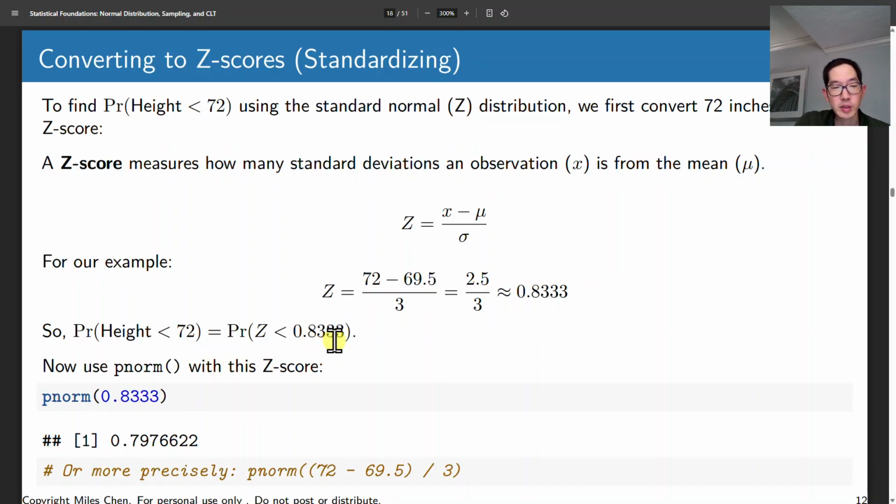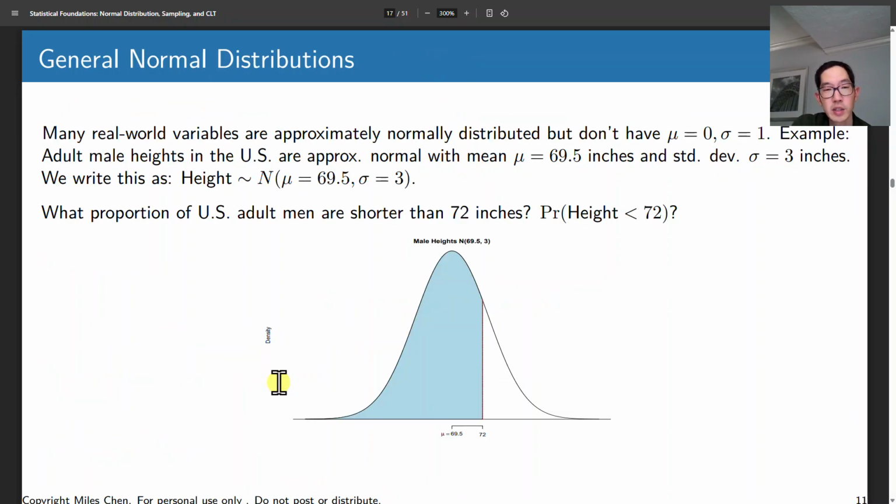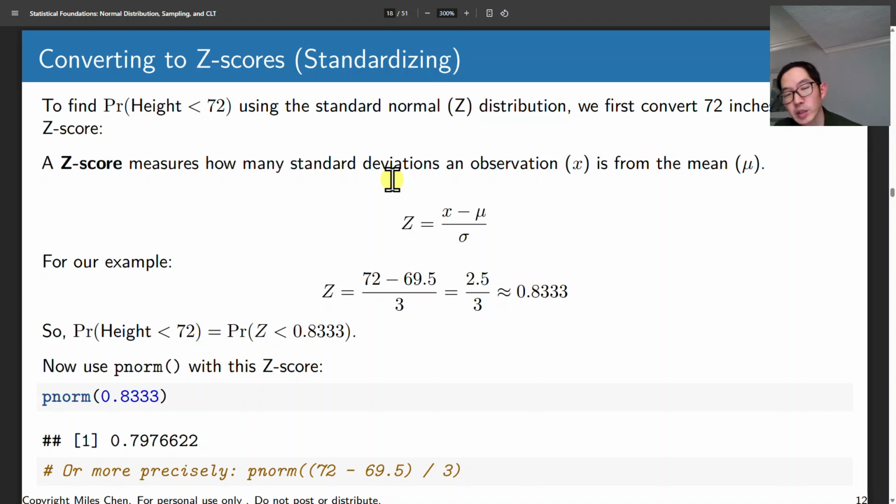And so we can plug this into pnorm. We type in pnorm of 0.8333, and our answer is going to be 0.7976. So around 80% of U.S. adult men are going to be shorter than 72 inches.